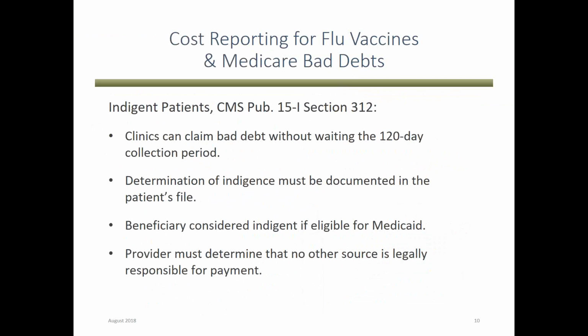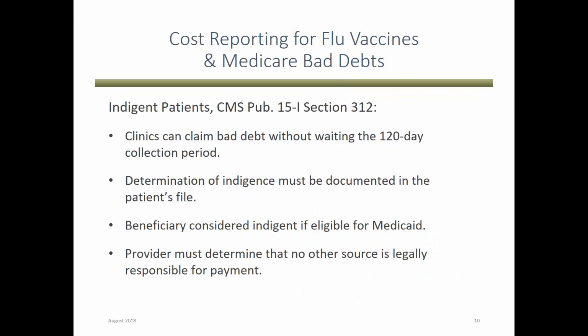There are instances when you can claim bad debt without waiting the 120 days, and that is in the case of an indigent patient. Okay, so if you have a patient that has filed for community care, that would be considered an indigent patient in your files, and you do not have to wait the 120 days. You can write that claim off as soon as it becomes patient responsibility.